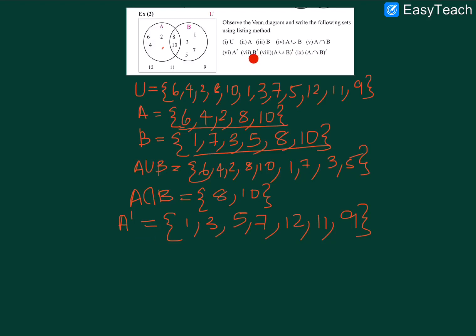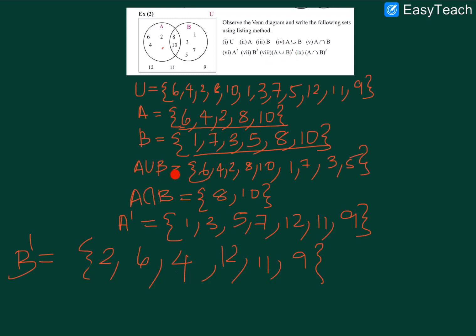So what is next? We have found A complement. Now we have to find B complement, that is all the elements outside this circle of B. So it will be 2, 6, 4, 12, 11 and 9. So this will be the set B complement. All the elements inside U and outside B will be B complement.